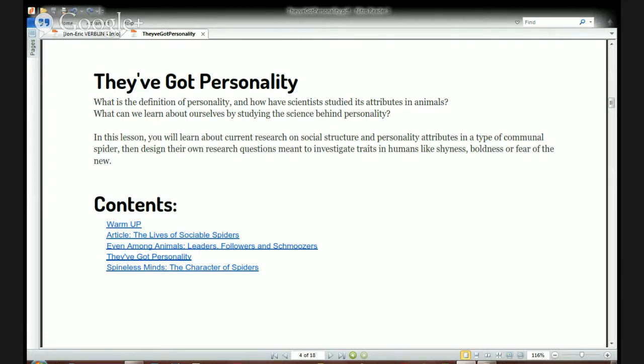Let's take a look at personality itself. So, two questions for the group to think about before we read. What is the definition of personality, and how have scientists studied its attributes in animals? Oh, wait, that's actually something for the article. What can we learn about ourselves by studying the science behind personality? That one we can ask as a group. Let me start by asking, what do you think personality is? And what do you think we can learn by studying it?